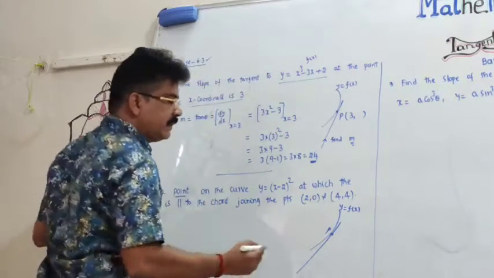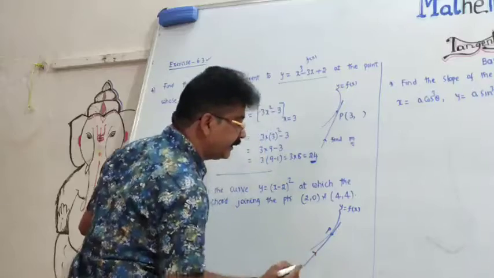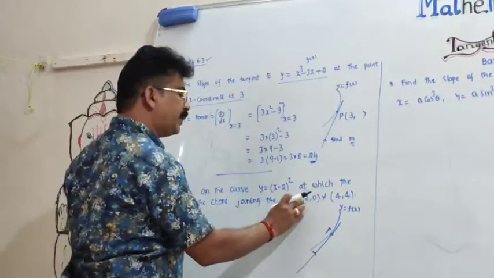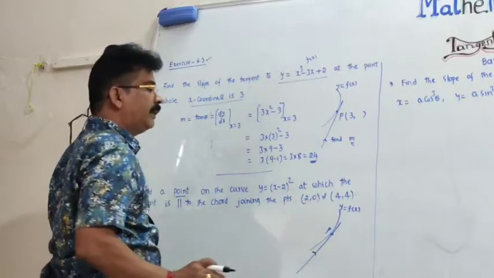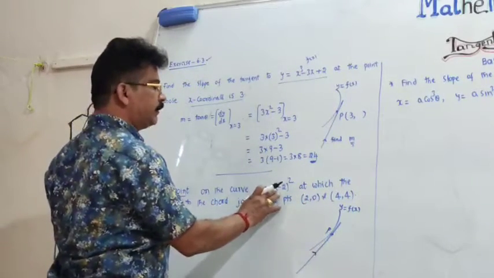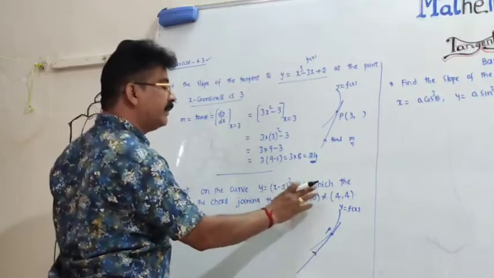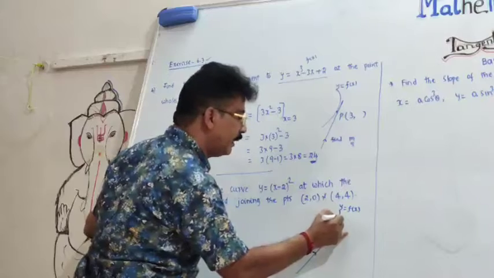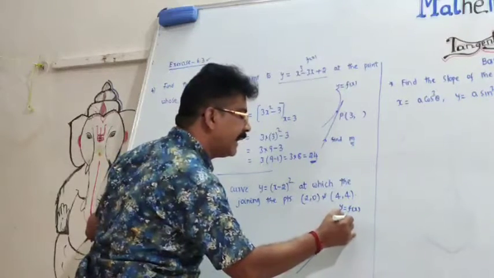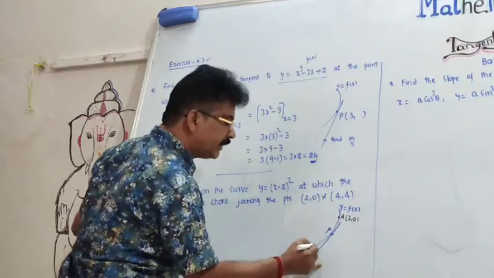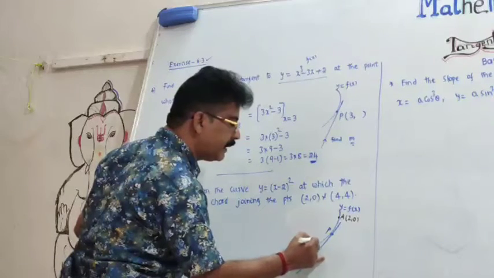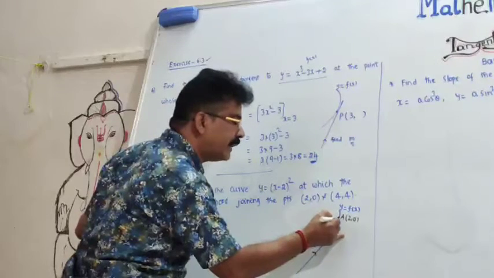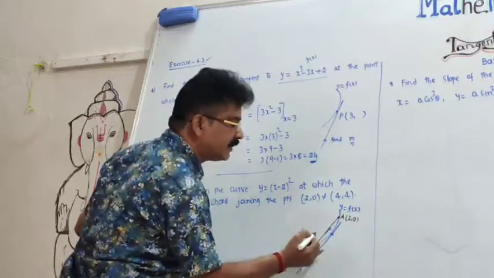Next, what is the question? This tangent is parallel to the chord joining the two points 2, 0 and 4, 4. Okay, put x equal to 4: 4 minus 2, 2 square, 4. Y is equal to 4. Put x equal to 2. For example, capital A is 2, 0. Next, capital B is 4, 4. Let us join A, B, just like that.